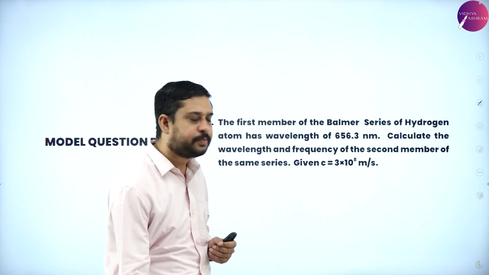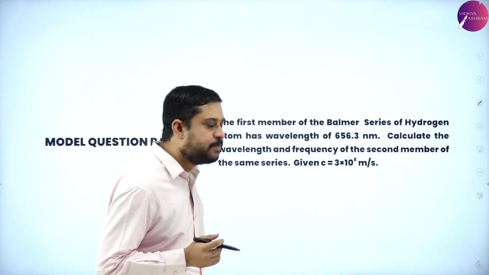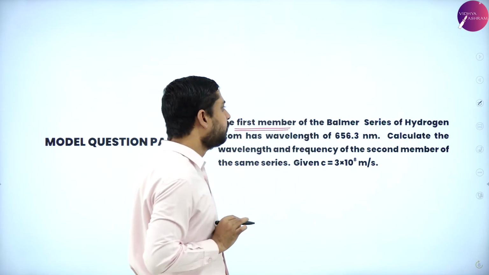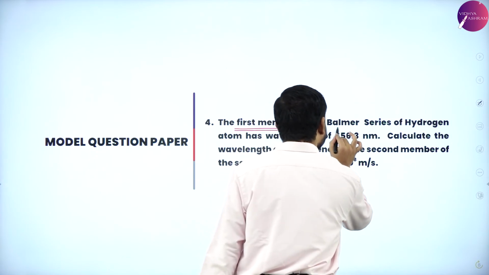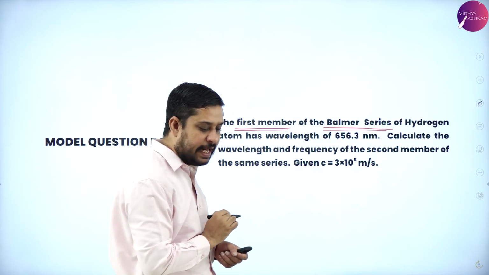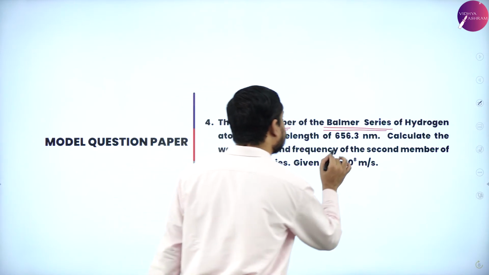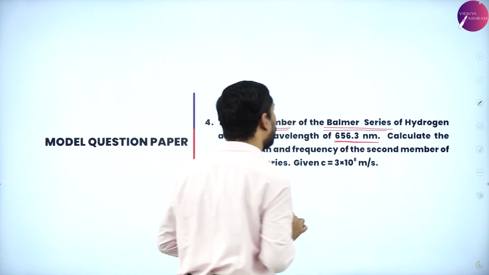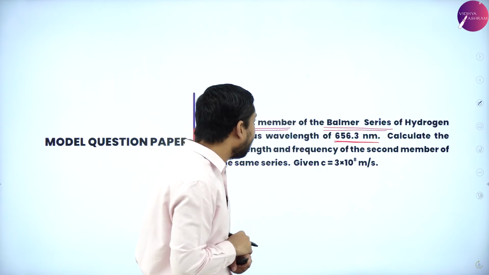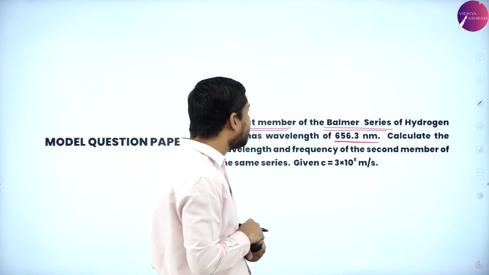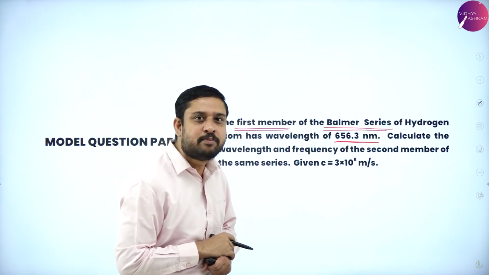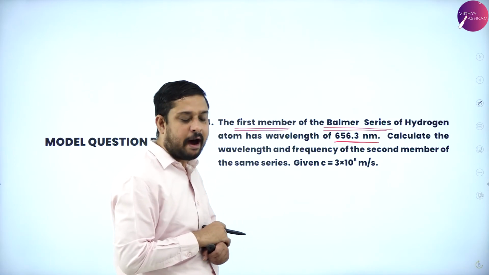The next question from atoms. First member of Balmer series has a wavelength of 656.3 nanometer. Calculate the wavelength and frequency of the second member of the same series, which is Balmer series.